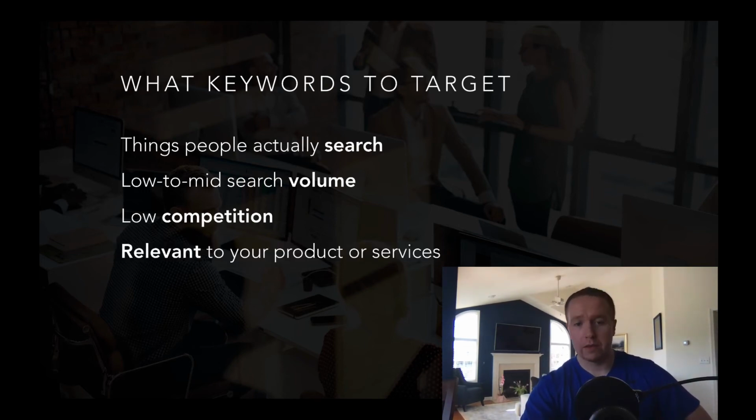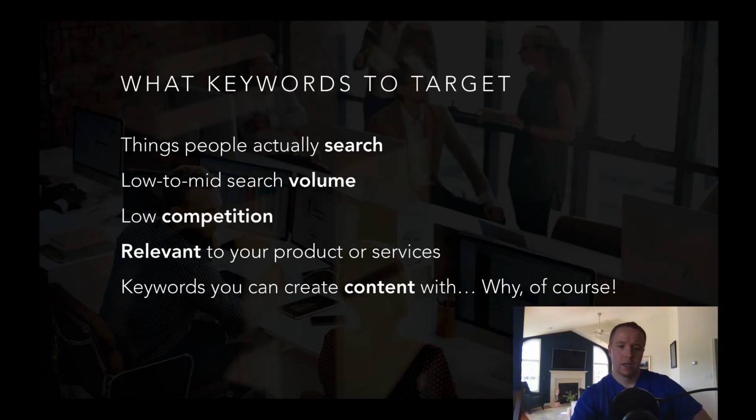You also want to make sure it's relevant to your product or services. There's no point in picking keywords for an Italian restaurant if you're a Mexican restaurant. And you also want to pick keywords that you can create content with. Again, the content on your website has to make sense. It has to be legible. It has to be engaging and interesting to the visitors who genuinely are going to be interested in your website, in your business, and are going to find value in that. And of course, that's an obvious thing, but it's worth bearing in mind as we move forward.